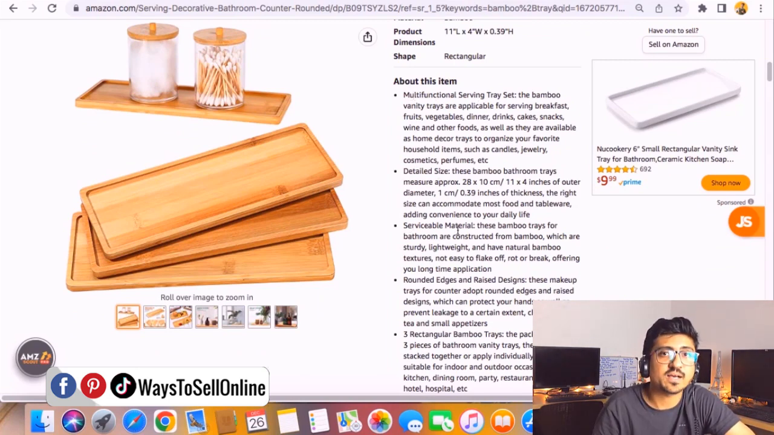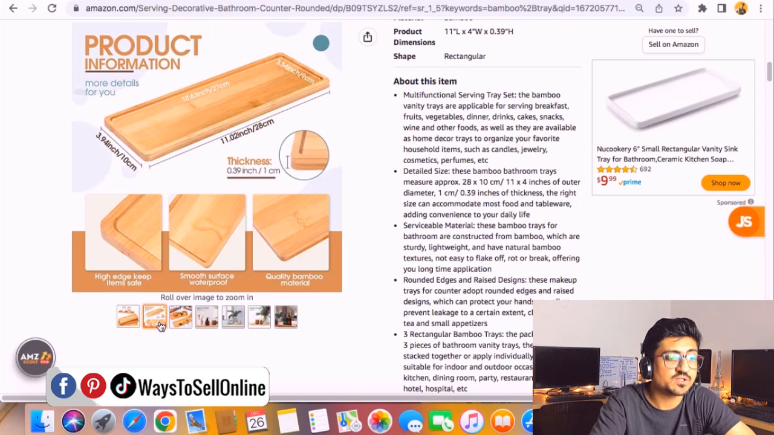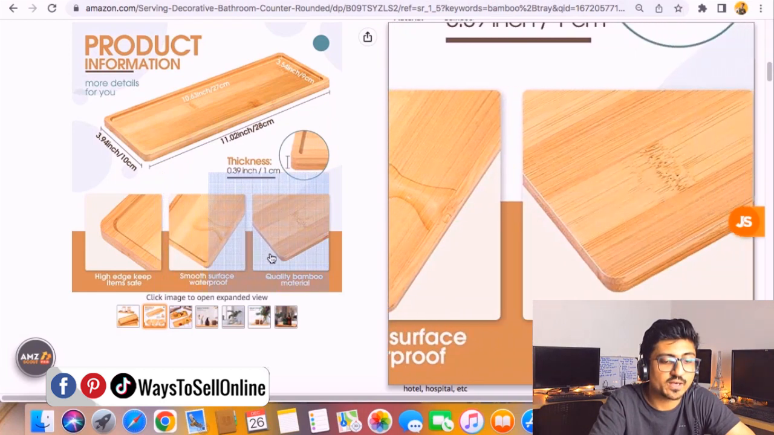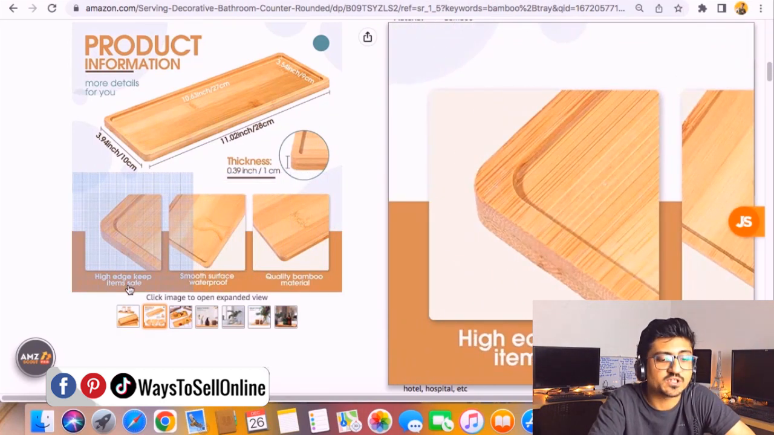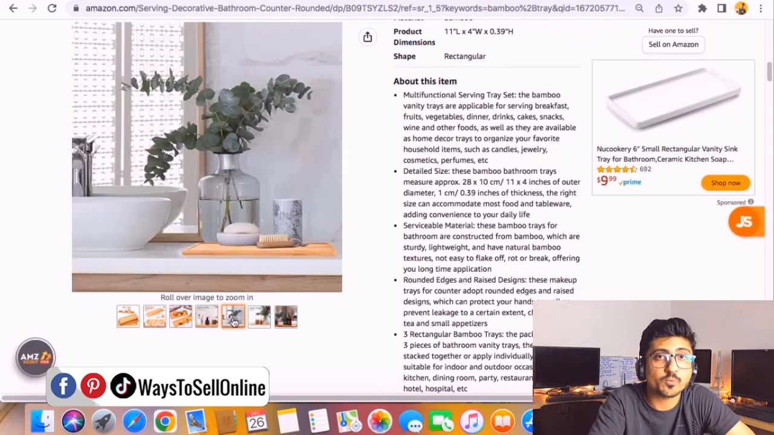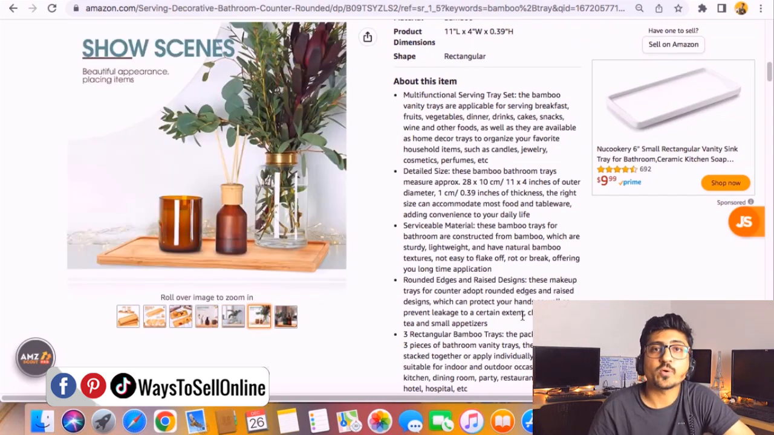So they have explained size, material, function and all of that stuff in their listing. And if we see the more images, you can see that in the images they have explained each and every detail regarding material, size, thickness, and you can see that there's a smooth surface and quality bamboo material, high edge keep item safe. And if I go through some other images, you can see that they have shown the product in action.